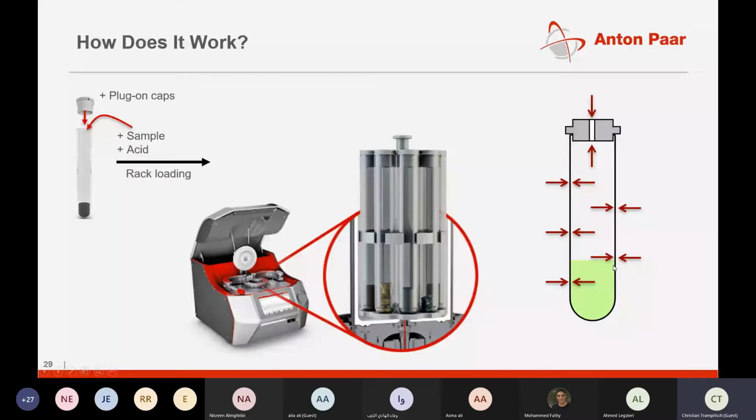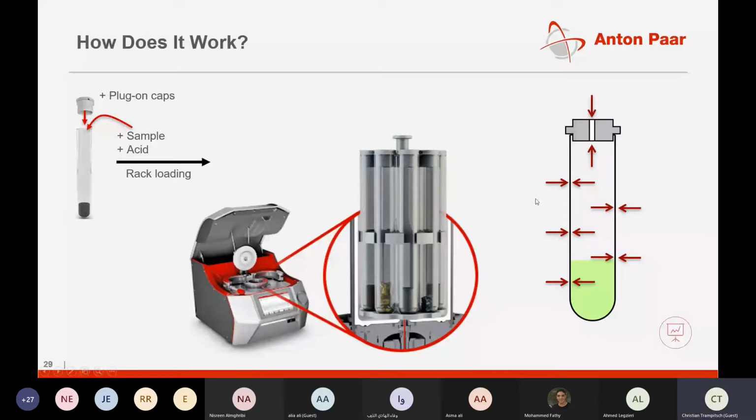So that means we start with 40 bar, then we increase the temperature, and even when we have a higher temperature, let's say above 130 degrees, the nitric acid will not boil because the pressure is preventing the acid from boiling. The pressure also prevents foaming. So if you have samples which tend to foam, this also keeps the sample inside the system.